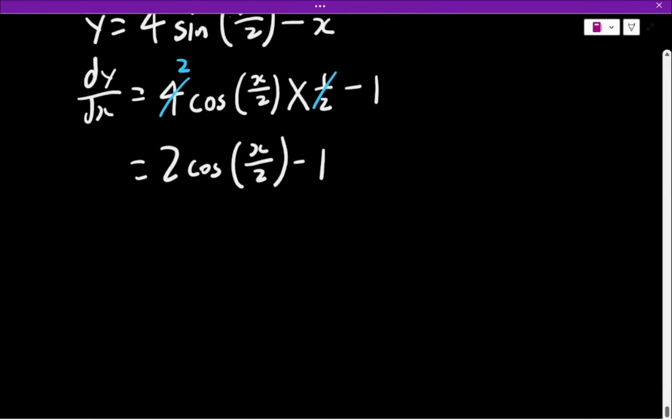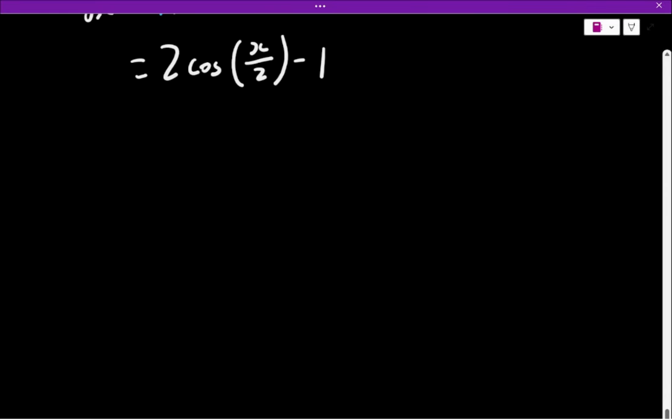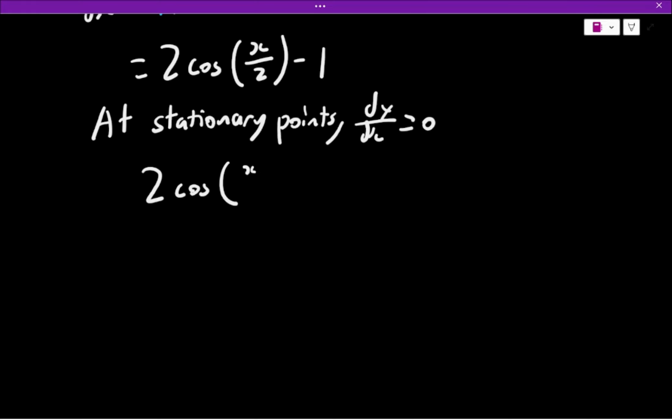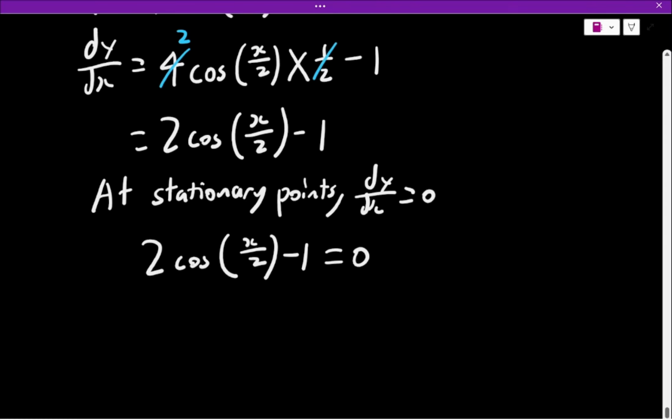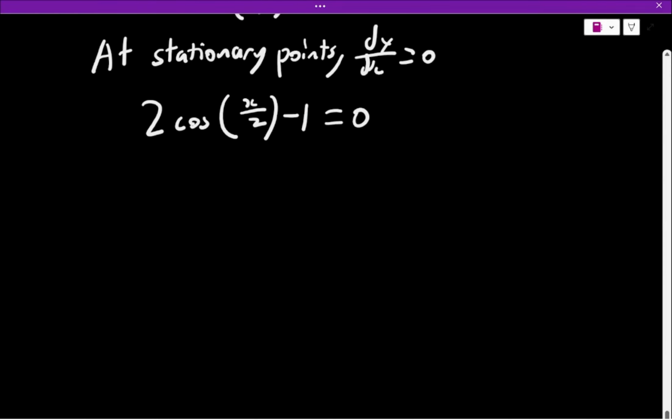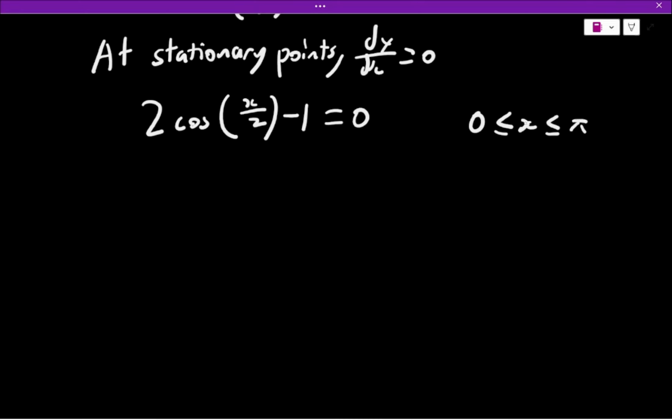So one thing you can write down, I'm not sure if you have to: at stationary points, dy/dx is equal to 0. So this means that 2 cosine x over 2 minus 1 is equal to 0. Here we have a trigonometric equation. We know that x is between 0 and pi inclusive, and everything's in radians. So let's park that aside.